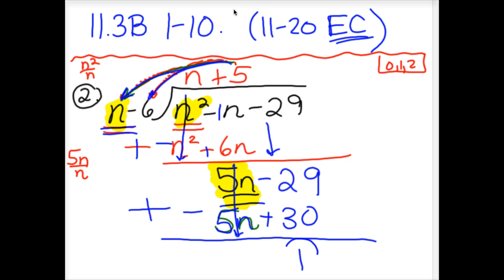I'm all out of drop downs, which means I've hit my remainder. But I don't want to write big R1. I'm going to write 1 over n minus 6.